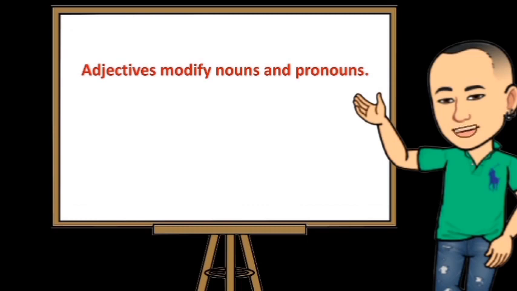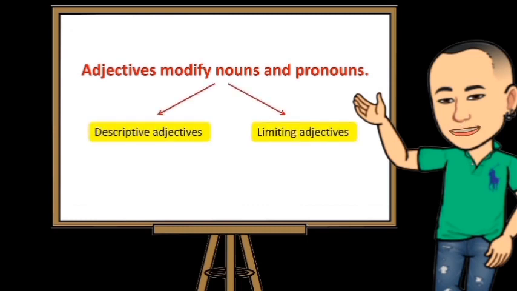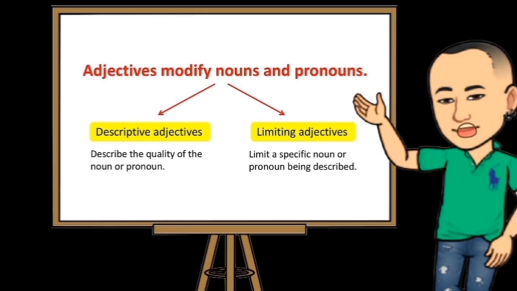Adjectives modify nouns and pronouns. So we have descriptive adjectives and limiting adjectives. Descriptive adjectives describe the quality of the noun or pronoun, whereas limiting adjectives limit a specific noun or pronoun being described.